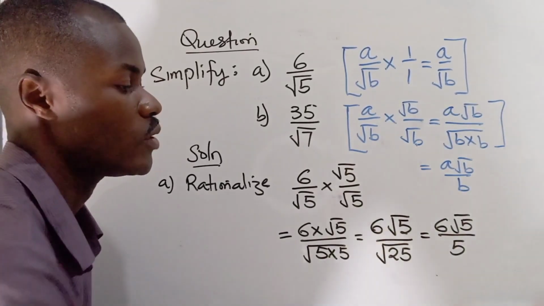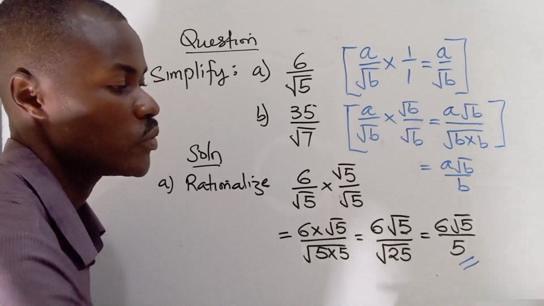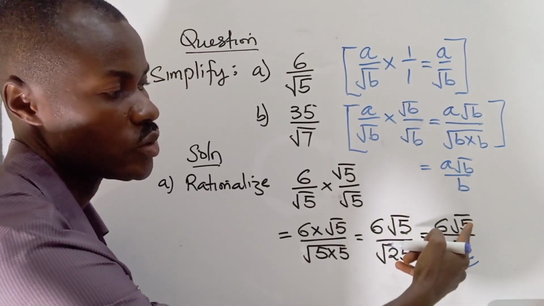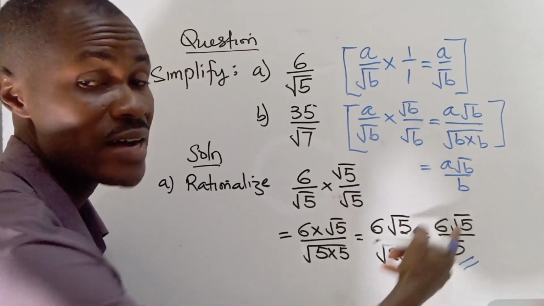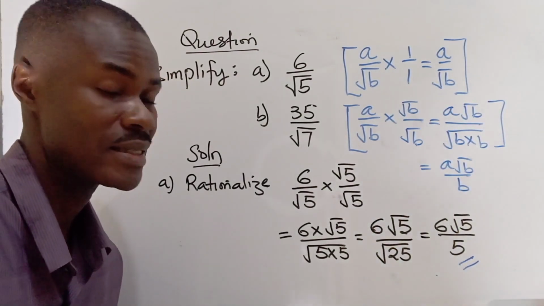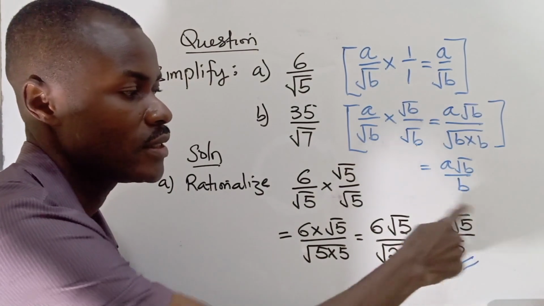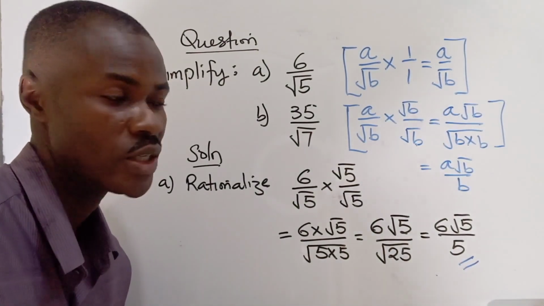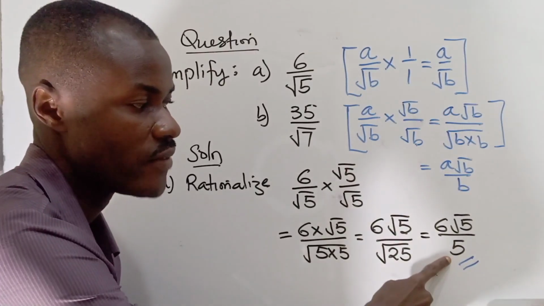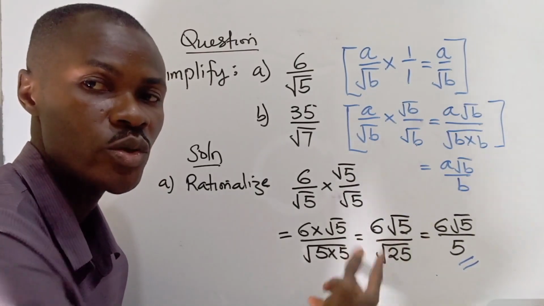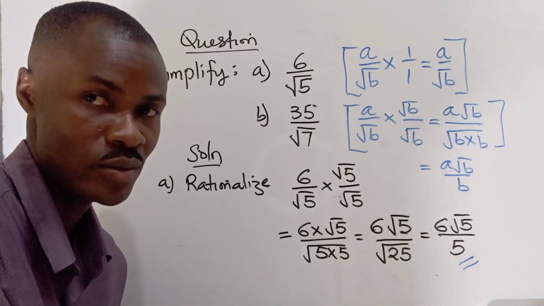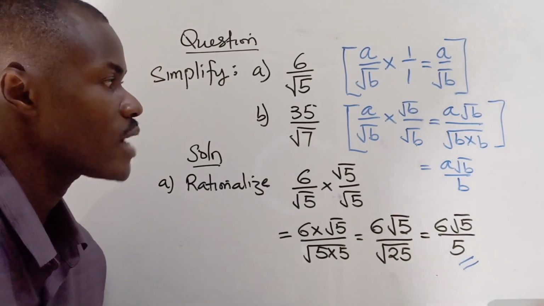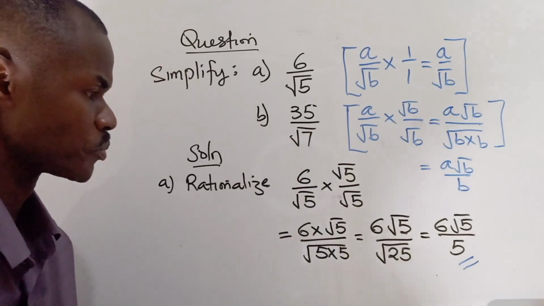Now, you have to leave your answer in this form. You don't have to use this 5 to cancel out this 5 because the 5 at the numerator is a surd. It has the root sign. So it cannot cancel. But if this 5 can cancel this number, you are free to go ahead to cancel it. Alright, so let's look at the second problem.